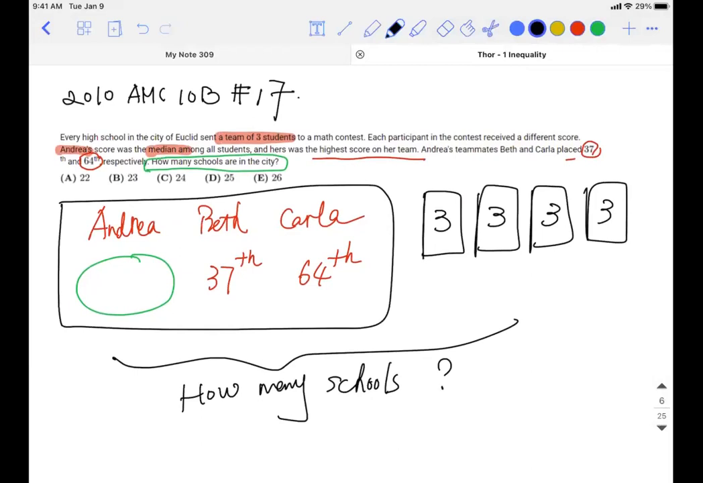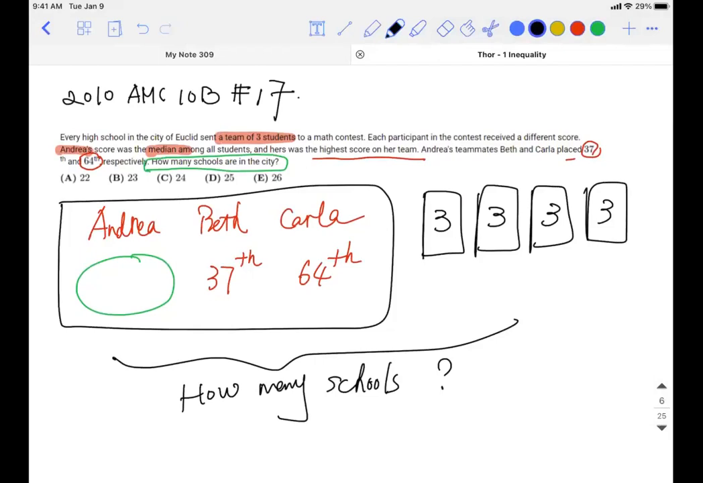It should be between 32 and 37. So maybe I'm gonna ask Alex to give us some kind of information. You wanna have some elaboration? I think Andrea's place will be between 32nd and 37th because it has to be less than Carl's place, which is 37, right? Yeah, and it has to be greater than 32 because hers was the median.